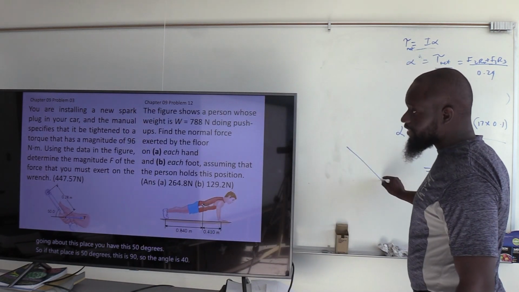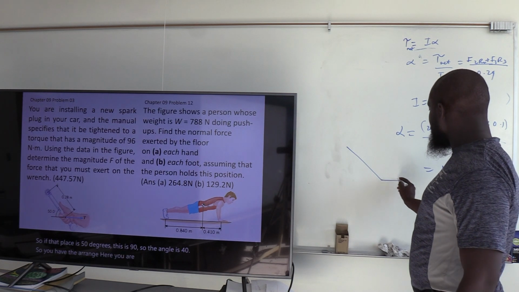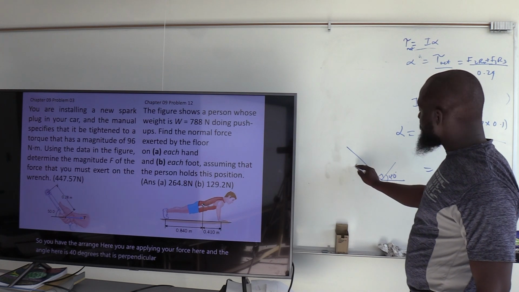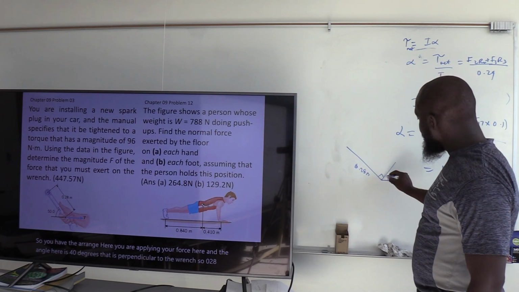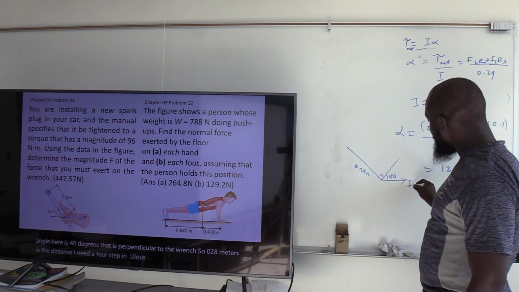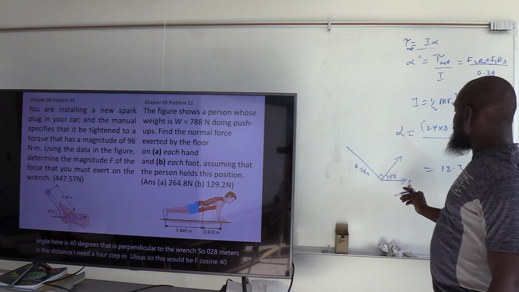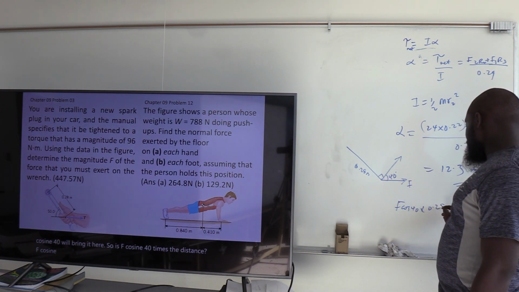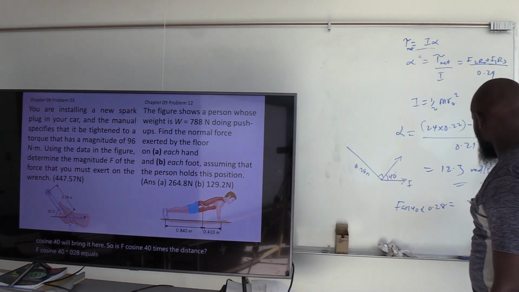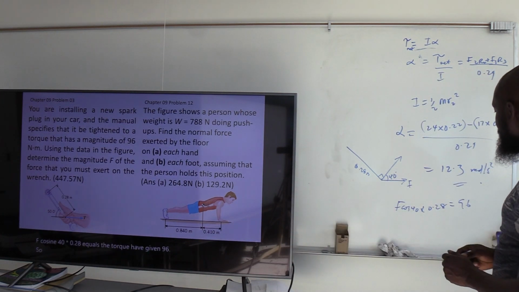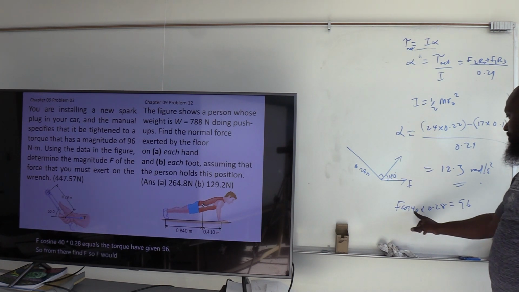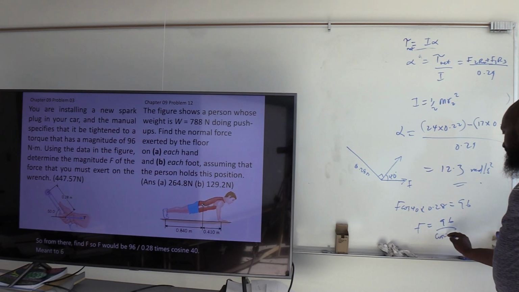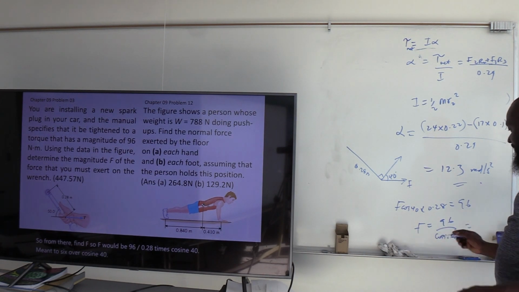So you have your wrench here. You are applying your force here, and the angle here is 40 degrees. That is perpendicular to the wrench. 0.28 meters is the distance. I need a force perpendicular, so this would be F cosine 40. So it's F cosine 40 times the distance. F cosine 40 times 0.28 equals the torque I'm given, 96. From there I find F. So F will be 96 divided by 0.28 times cosine 40. That gives us the answer for that one.